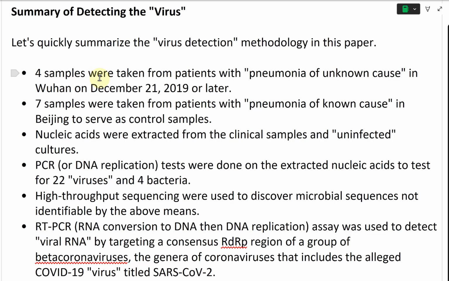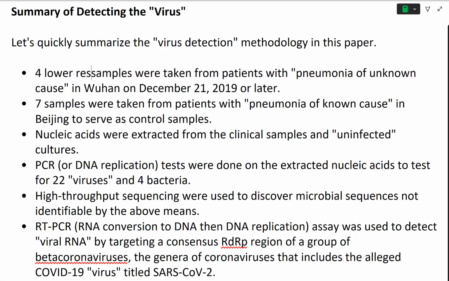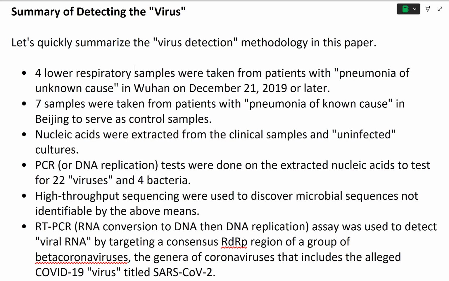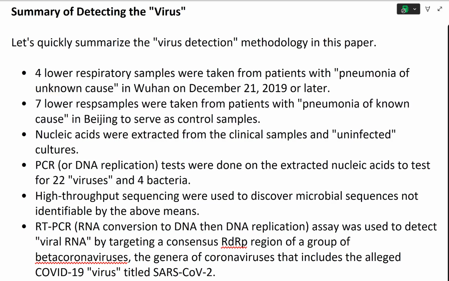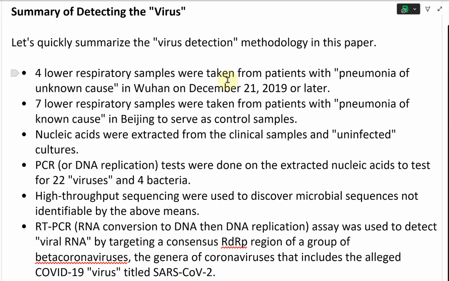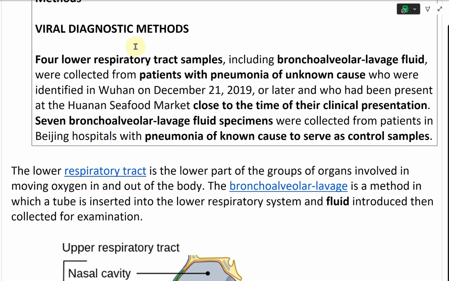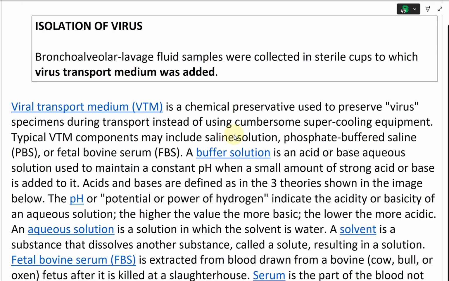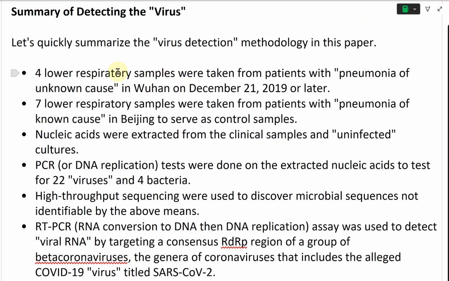So this is the lower respiratory samples. Yes, so the 4 respiratory samples. Same with this one here. 4 lower respiratory samples. And I believe this is a fluid. We're going back here. So 4 viral diagnostic methods. So 4 lower respiratory tract samples, including bronchoalveolar lavage fluid, and so that's including that. I don't know what it means. Is it all of them or different? Then this one right here, 7 fluid samples right there for the known cause of pneumonia. So I'm just going to assume 4 lower respiratory fluid samples.